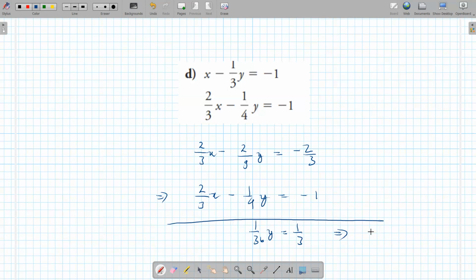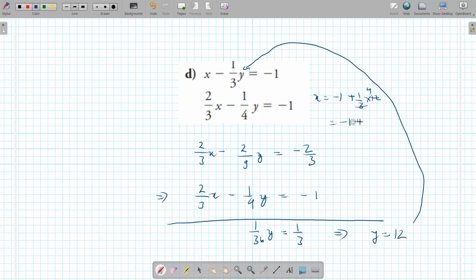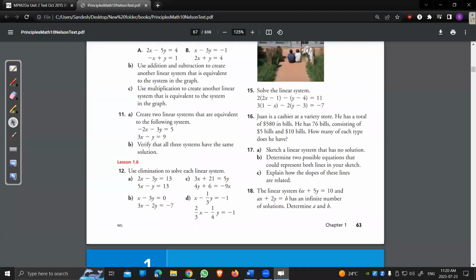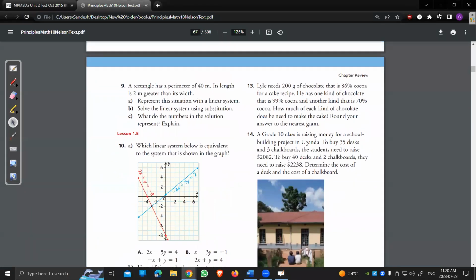So you get y on the left, and on the other side you get 36 over 3, which is 12. Now plug that 12 back in here to solve for x. So x becomes negative 1 plus 1 over 3 times 12. This is a 4, so you get negative 1 plus 4. That means x is going to be 3. And we are done with that question. Easy.